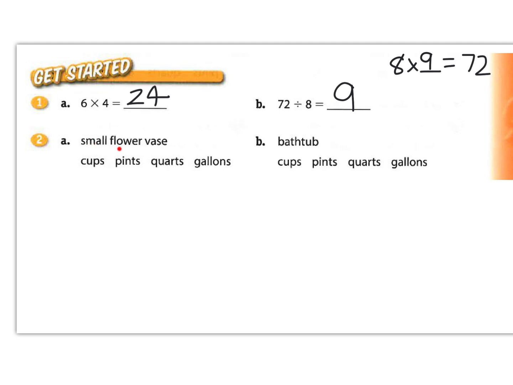If you look at a small flower vase, a vase that you put some flowers in, are you going to do cups, pints, quarts, or gallons? Well, if it's pretty small, you'd probably only use cups. Possibly pints, because there's 2 cups in a pint, but I would mostly say cups. A bathtub has much larger capacity, so you're going to be putting gallons in a bathtub.